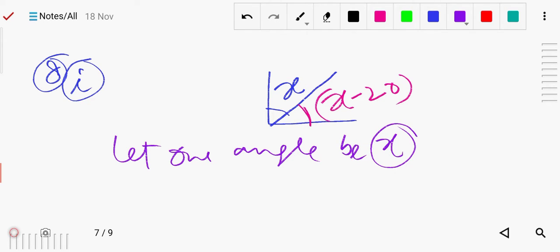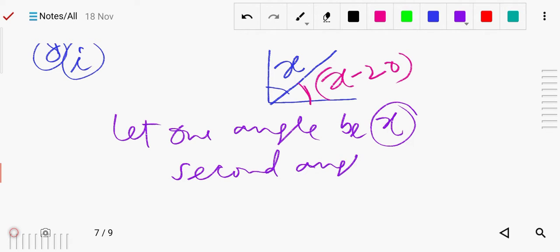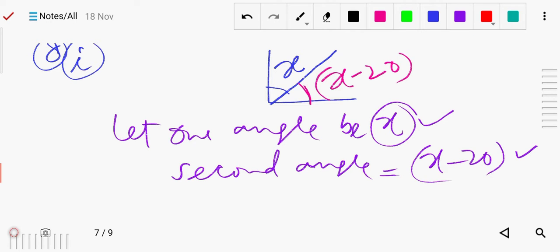Okay, the first angle we assume x. So now, as we have assumed x, the second angle we have assumed x minus 20, because it is less than the first angle by 20. Now we know that it is a complement. Complementary angle means the sum of their angles will be 90 degrees, meaning if we add these two, it will be 90 degrees.